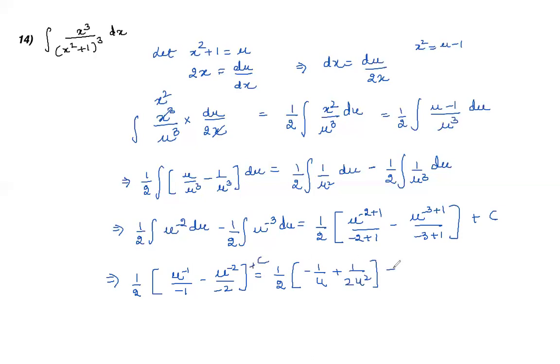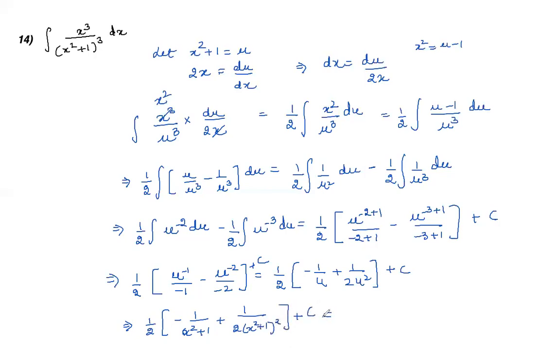Now in the next step, what I'm going to do is substitute the value of u again. So minus 1 upon x square plus 1 and plus 1 upon 2 into x square plus 1 whole square plus c.